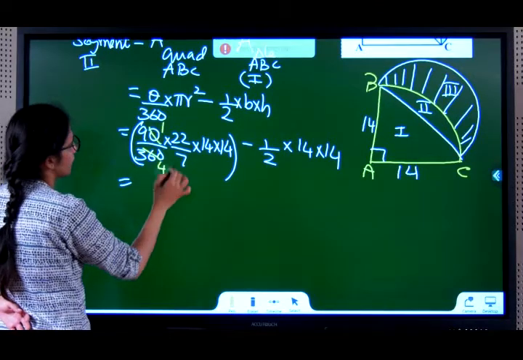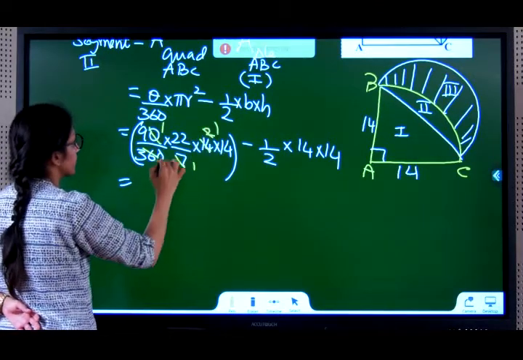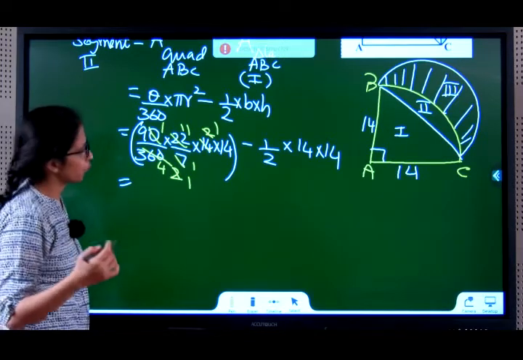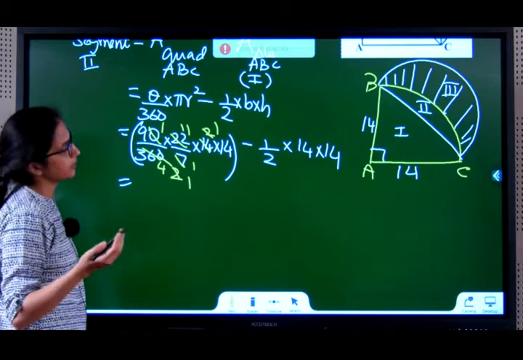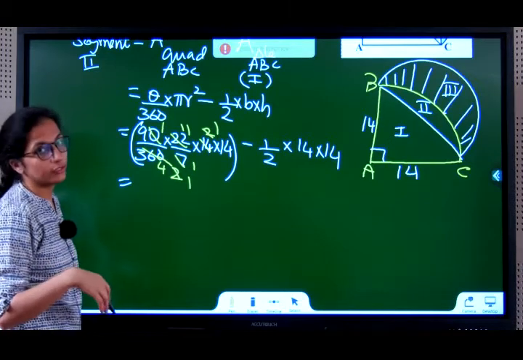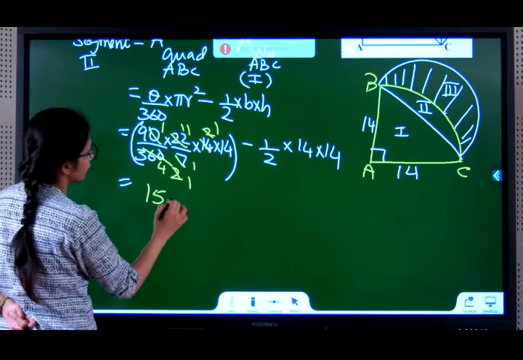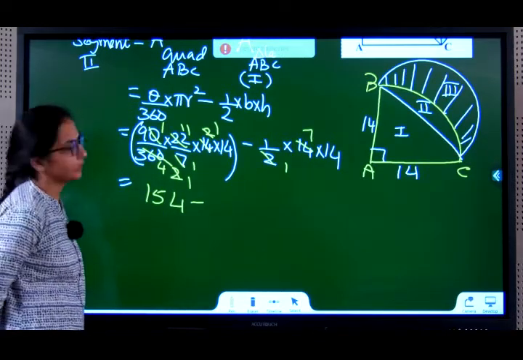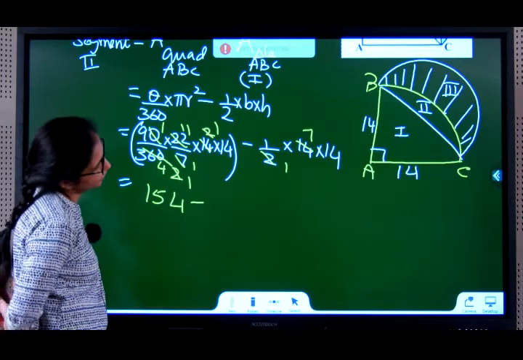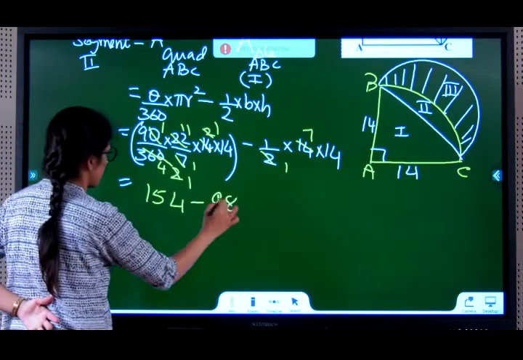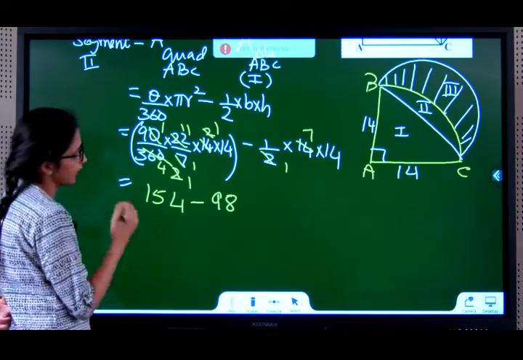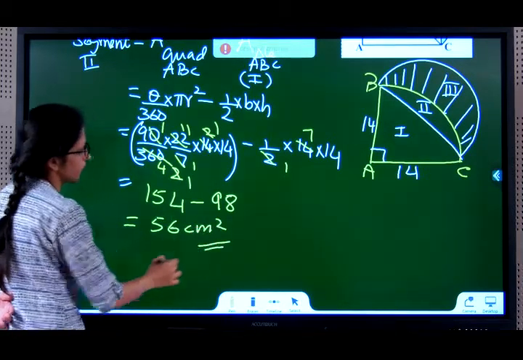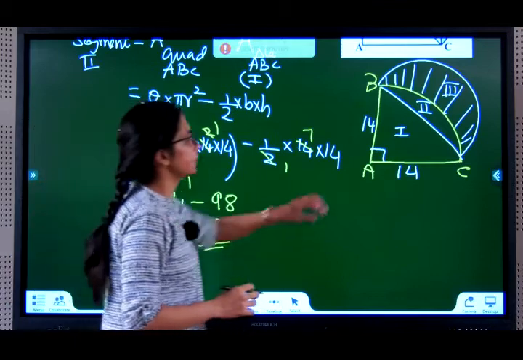Ones are fours are, ones are twos are, ones are 11s are, 11 into 14. 14 tens are 140. Another 14 to it, 154. So this is 154 minus ones are sevens are, 7 into 14. That is nothing but 70 plus 28, 98. On subtracting these two, we get 56 centimeter square. This is the area of the segment 2.